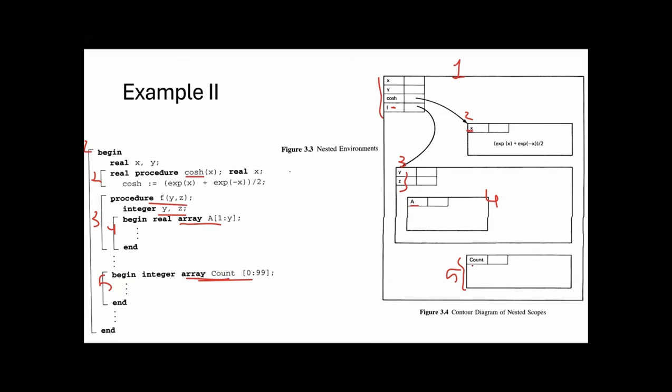So what does this mean? That the count, basically, we're not going to be able to see array A that has been declared inside the procedure F.